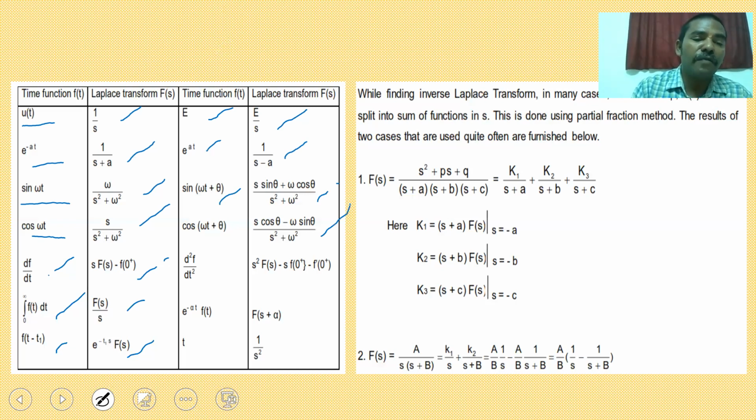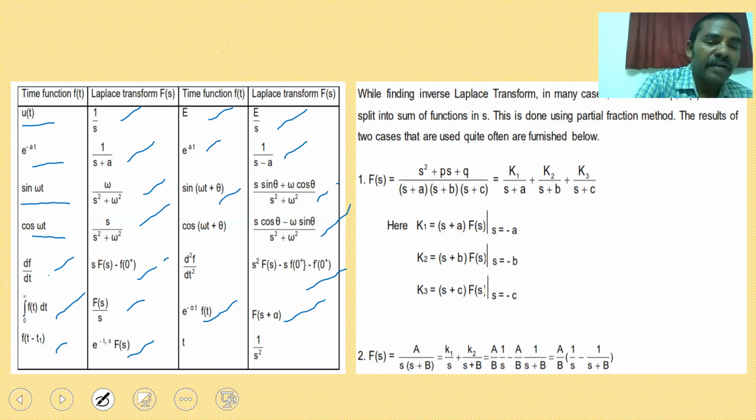So d²f(t)/dt² is s² F(s) − s f(0⁺) − f'(0⁺). Similarly, e^(−at) f(t) is F(s + a).